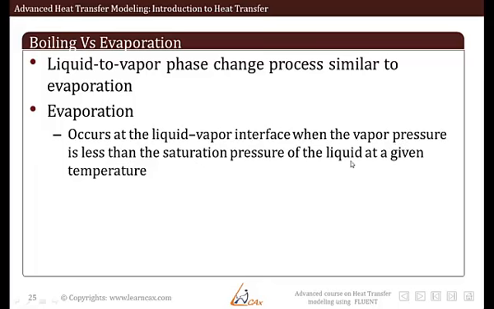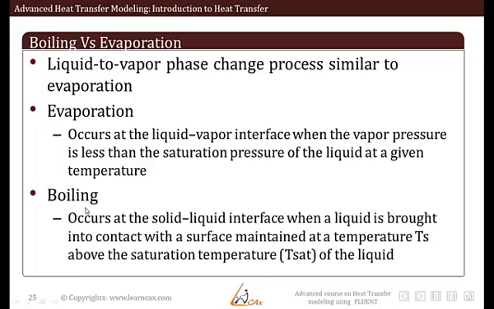pressure of the liquid at a given temperature, whereas in boiling the liquid to vapor phase change occurs at the solid liquid interface and not the liquid vapor interface, when the liquid is brought into contact with a surface which is maintained at a much higher temperature Ts above the saturation temperature of the liquid. So this is the distinction between evaporation and boiling heat transfer.